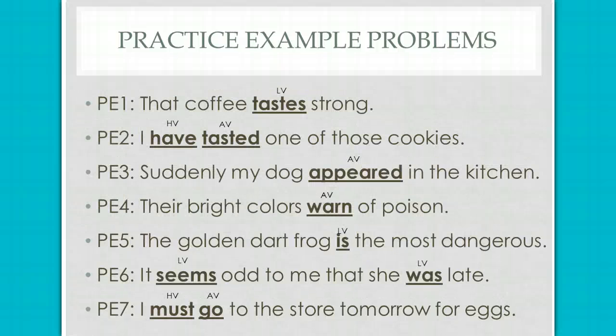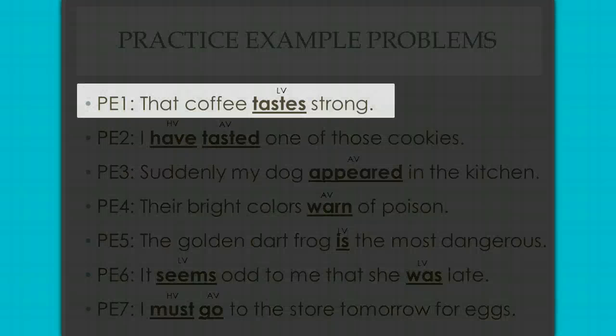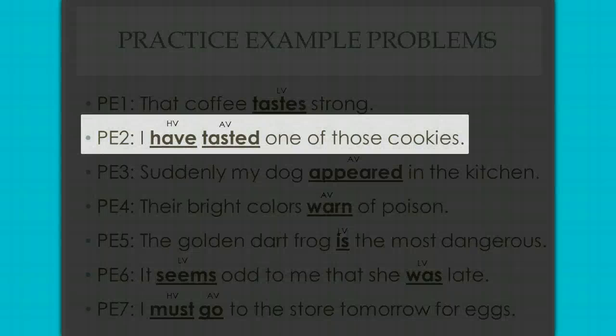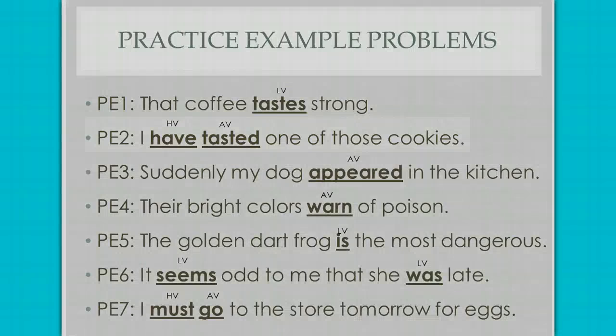Okay, now that you have taken the time to complete the examples, we will cover the answers. In practice example number 1, you should have underlined the verb tastes and labeled it as a linking verb. In practice example number 2, you should have underlined the verb have and labeled it as a helping verb, as shown. The verb tasted should also have been underlined and labeled as an action verb.